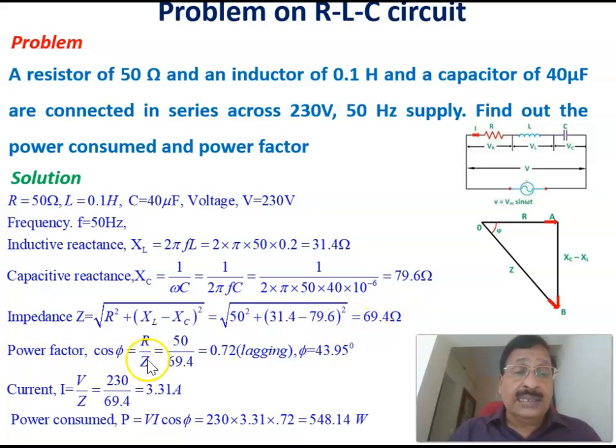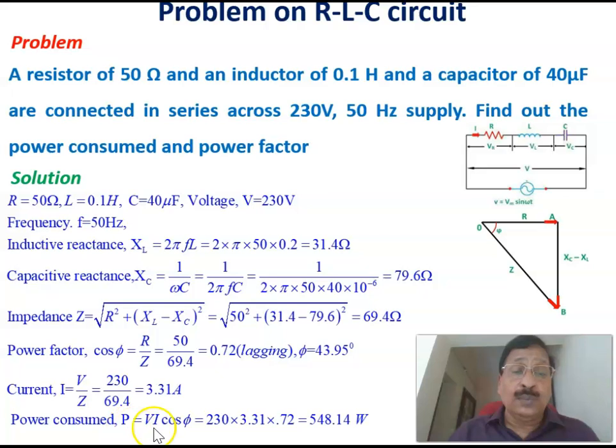Then the power factor is given by, as you know, R by Z, resistance divided by the impedance: 50 divided by 69.4, which is equal to 0.72 lagging, or phi equals 43.95 degrees. And the magnitude of current I is given by voltage divided by impedance, which is 230 divided by 69.4, or 3.31 amperes.